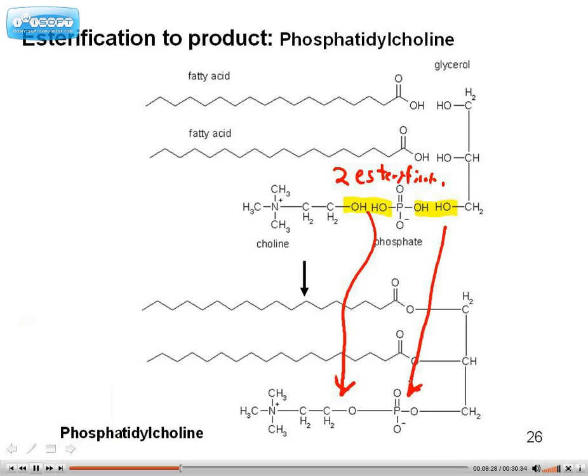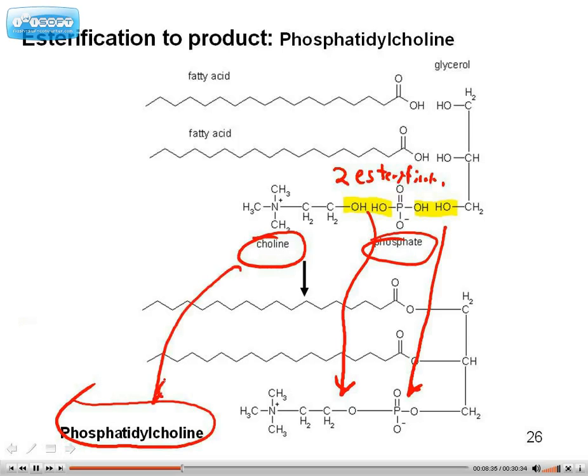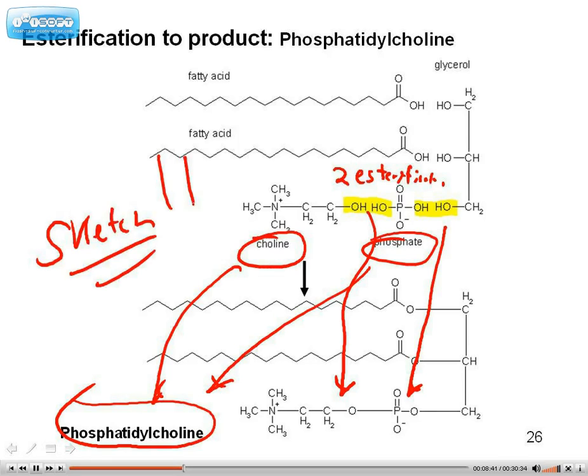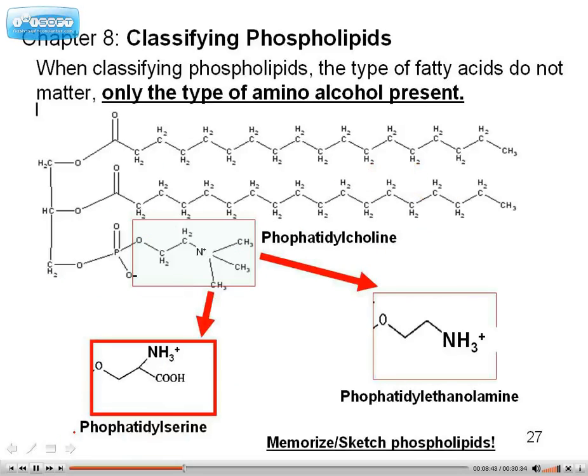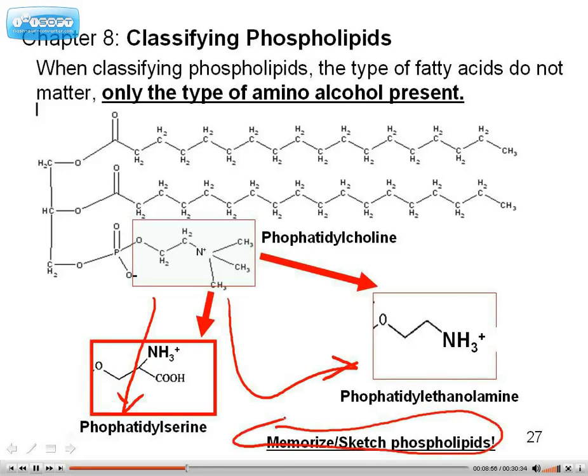Because we added in a choline along with a phosphate, we cleverly call this a phosphatidylcholine. And yes, you will be asked to sketch these. Here are the other derivatives, phosphatidylserine and phosphatidylethanolamine. You will need to memorize and sketch these phospholipids.